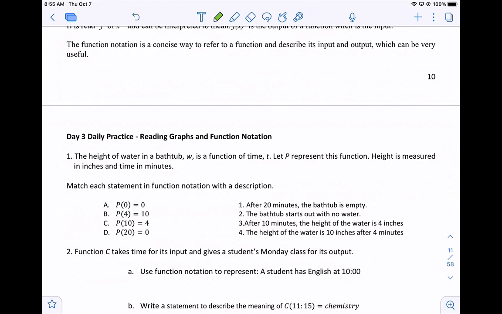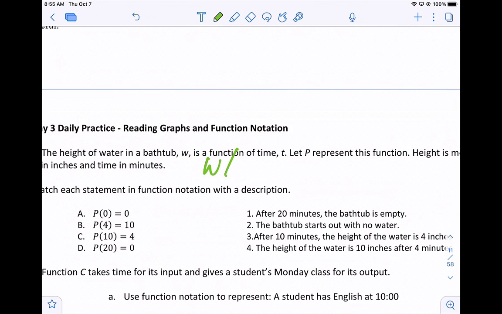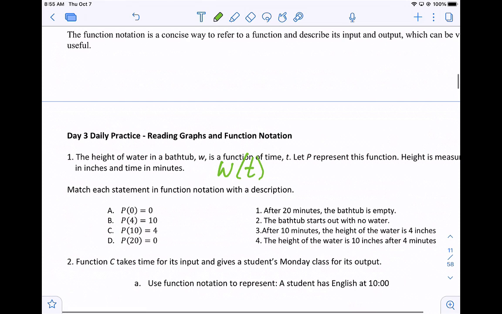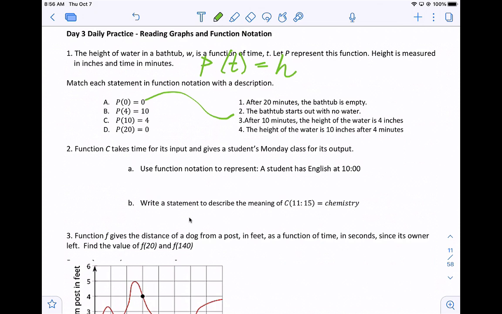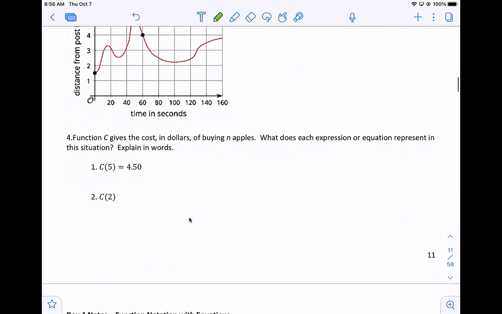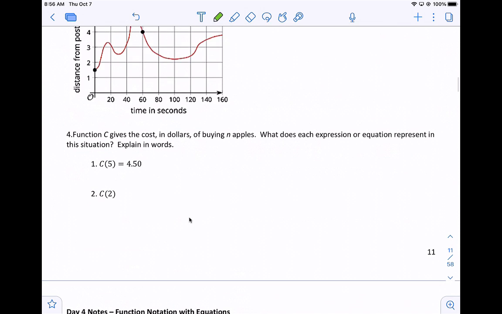Number 1 on your assignment says the height of water in a bathtub, W, is a function of time t. So W of t, the water over a certain time, and P, okay, they want P to represent your function. Okay, so P of t. Height is measured in inches and time, okay. Match each statement with its function. P of 0. What's the height of the water at 0? The bathtub starts with no water, so you're matching it up. So really the assignment today is, can you use this idea of function notation, interpret what it means, and solve? So your assignment will just be page 11.